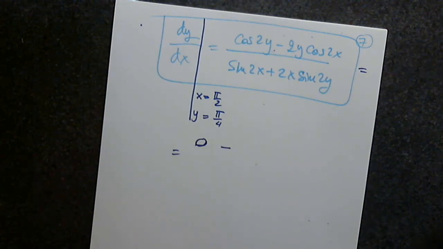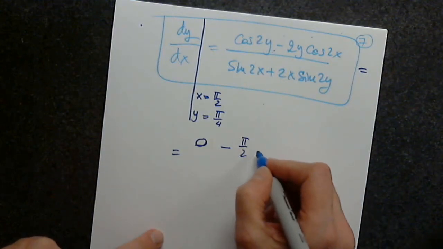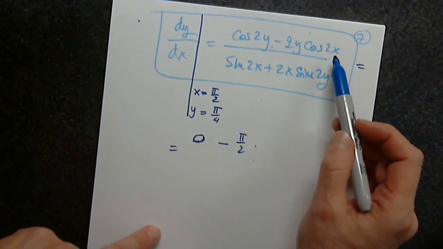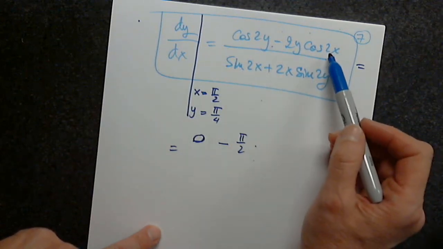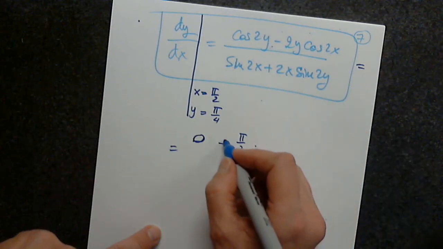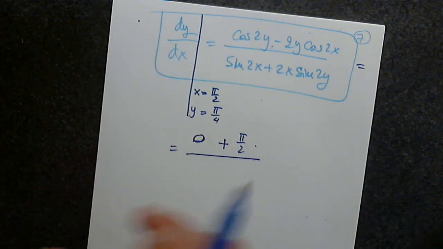Good. Minus 2 times y. Okay, I'll pay attention now. Pi over 2 times cosine 2 of 2x. Cosine 2 times pi over 2 is cosine pi, which is -1. So I'm going to change the sign in front. So 2 times pi over 2 is pi, but cosine pi is -1.